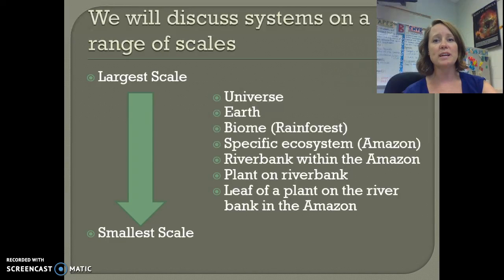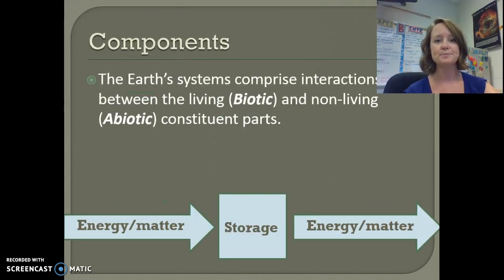So we're going to look at systems on a range of scales, as large as the universe and the Earth, all the way down to a very small scale. So in the example here, below the Earth, we might look at one specific ecosystem or biome, like a rainforest. And we might even go more specific than that, looking at the Amazon rainforest. Within that ecosystem, I might look at a riverbank, look at a plant on that riverbank, a leaf of a plant on the riverbank. I might look at a bug on the leaf of a plant on the riverbank. So we can continue going down into a further and further small scale. So really getting into those small systems.